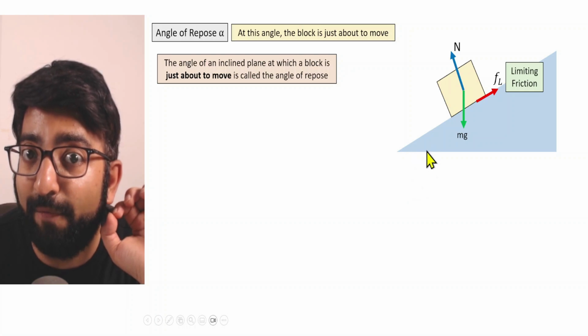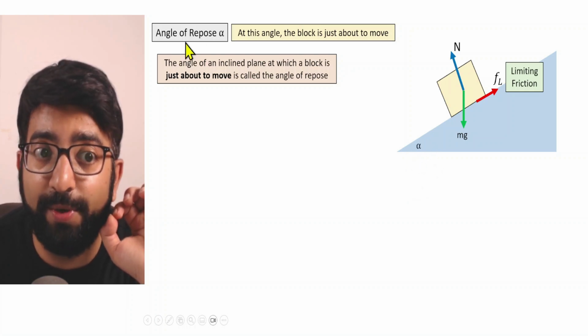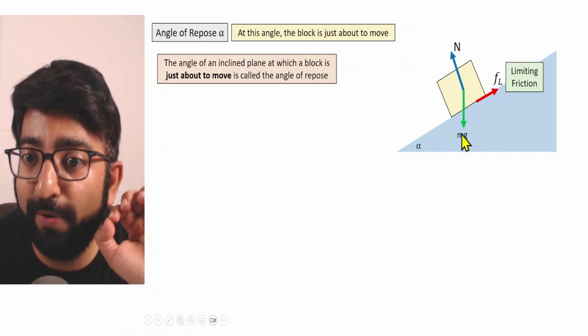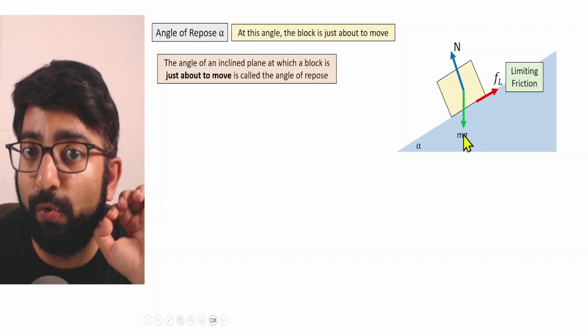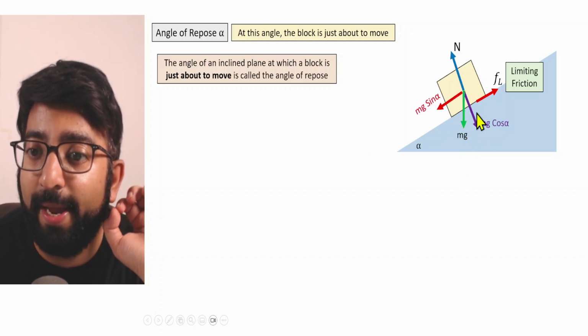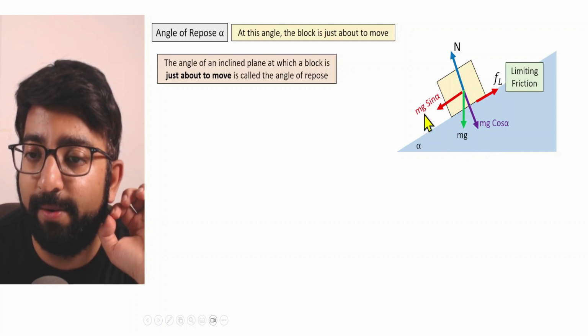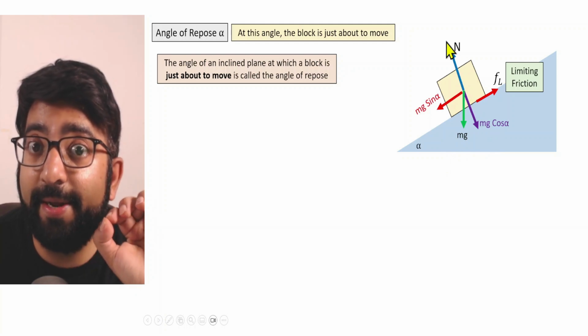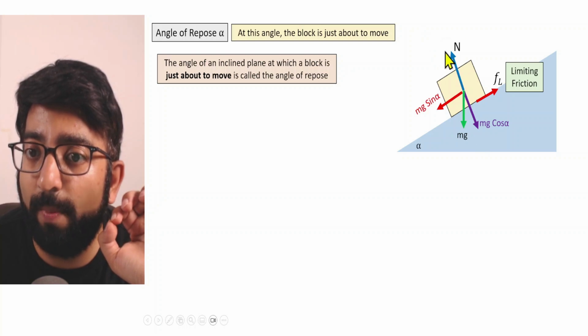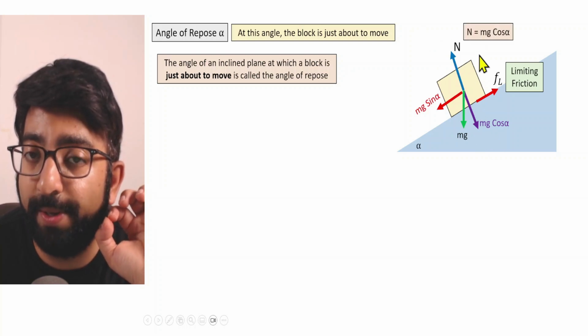So let's say the angle of incline in this situation is alpha, which is called the angle of repose. First, we'll break mg into two components, like we had done earlier: mg cos alpha and mg sin alpha. Let's balance the forces in a direction perpendicular to the incline. So normal reaction and mg cos alpha should be equal.